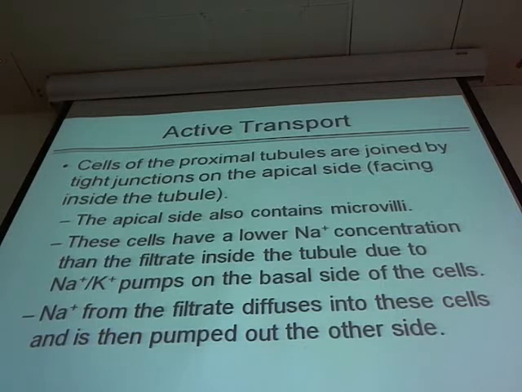You pump the sodium out, it creates the gradient outside the descending loop. It draws water from inside the loop out. But the sodium's being pumped at the ascending. It's pumped on both of them. Sodium is pumped out on both of them. And we're just going to focus on the one he told us.